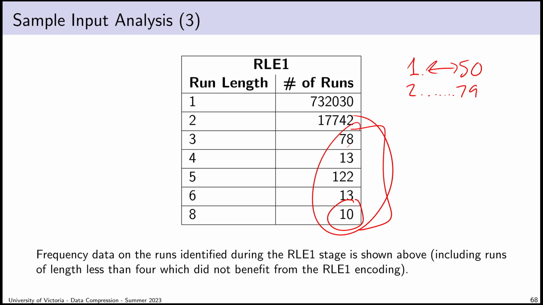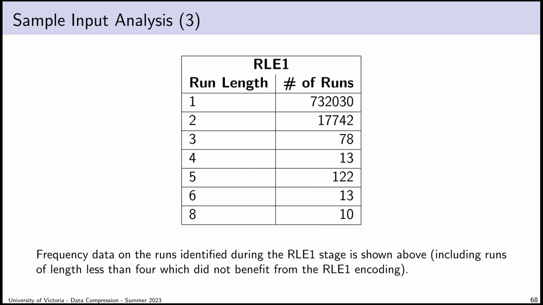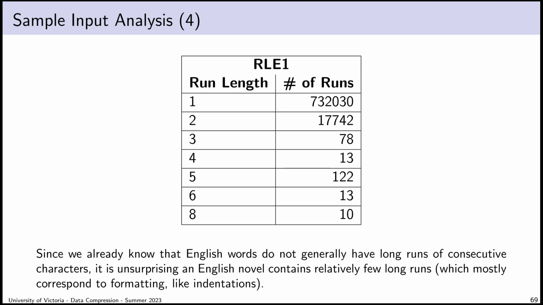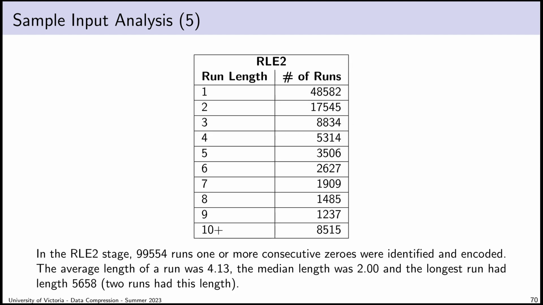We have a modest number of runs of length longer than 2. Remember, though, that in RLE1, only runs of length 4 and longer actually have a run length that gets encoded. All of these just get left as literal data. So in RLE1, there are very few runs of consecutive characters in the grand scheme of things. Most runs have length 1. And part of that's because we know we're encoding English text. English text doesn't tend to have long runs.